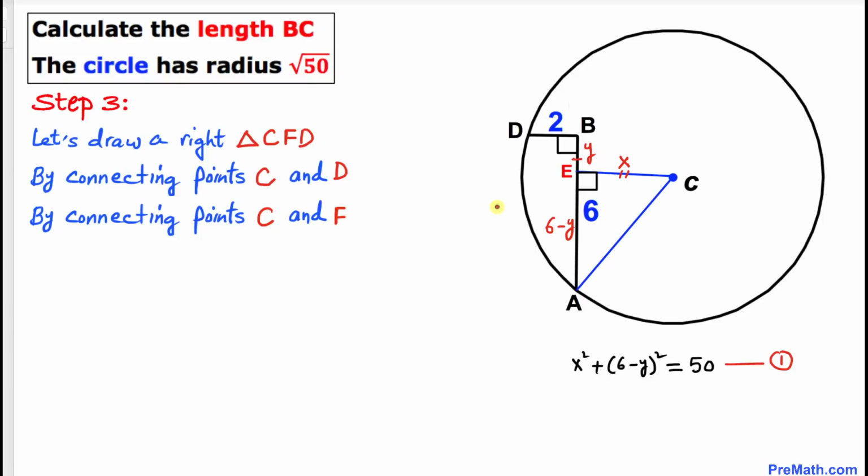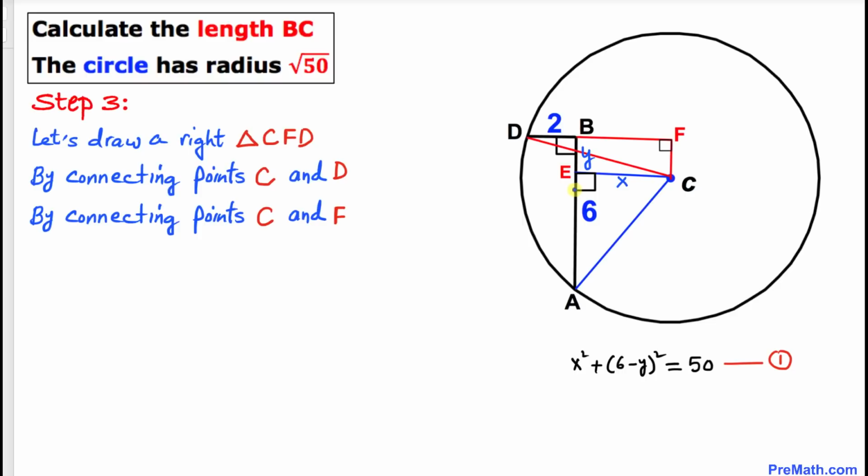Let's go ahead and draw a right triangle CFD such that F is a point somewhere here. If we connect point C and F over here, as you can see, C and F, and then B and F, that means we are going to get a 90-degree angle, and moreover we are going to connect point C and D. And here's our much nicer looking diagram.